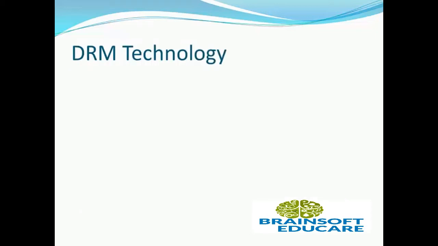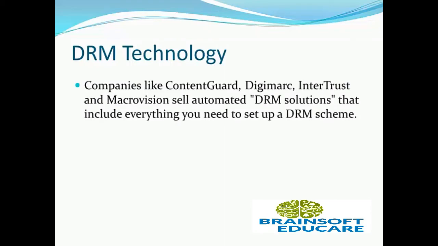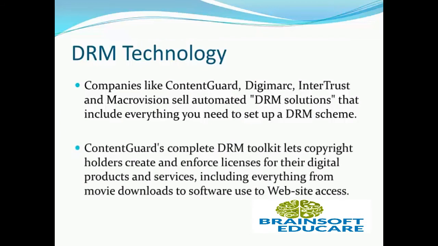The DRM technology. Companies like ContentGuard, Digimarc, Intertrust, and Macrovision sell automated DRM solutions that include everything you need to set up a DRM scheme. ContentGuard's complete DRM toolkit lets copyright holders create and enforce licenses for their digital products and services, including everything from movie downloads to software use to website access.